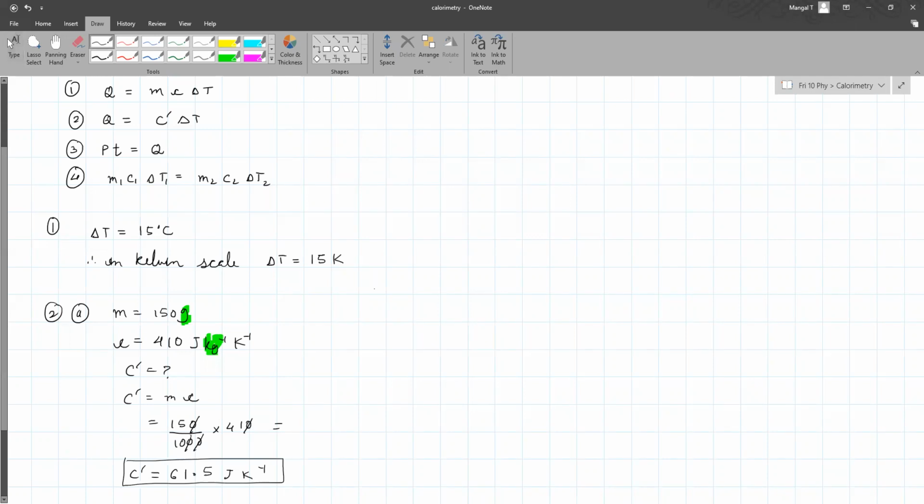And the second part of the question is, how much heat energy will be required to increase the temperature of the vessel? So over here, the rise in temperature is 35 minus 25. So that is 10 degrees Celsius. And heat required will be C prime delta T. So that is 61.5 multiplied by 10. That will be 615 joules.